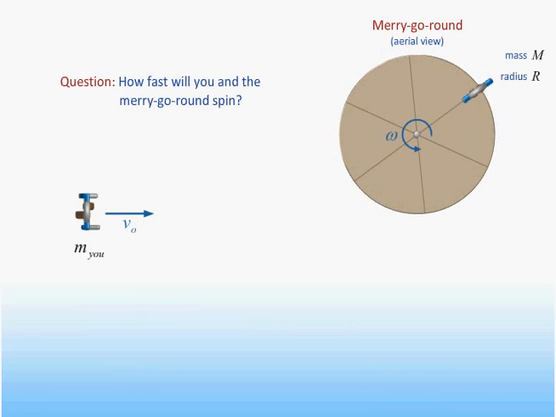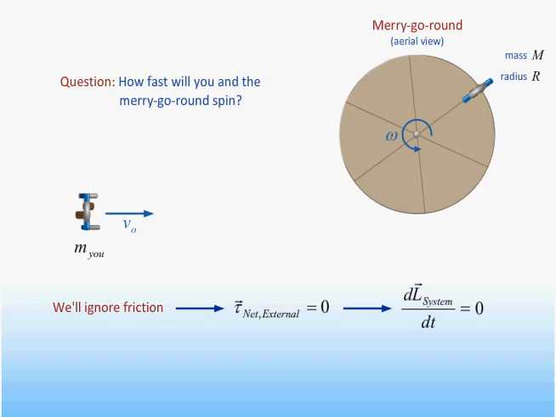To answer this question, we will define our system to consist of you and the merry-go-round. We will choose the rotation axis to be the axle at the center of the merry-go-round, and we will assume that the axle is well greased so that we can ignore any friction when the merry-go-round rotates. With this assumption, we can say that there are no external torques acting on the system. Therefore, the total angular momentum of the system must be conserved.